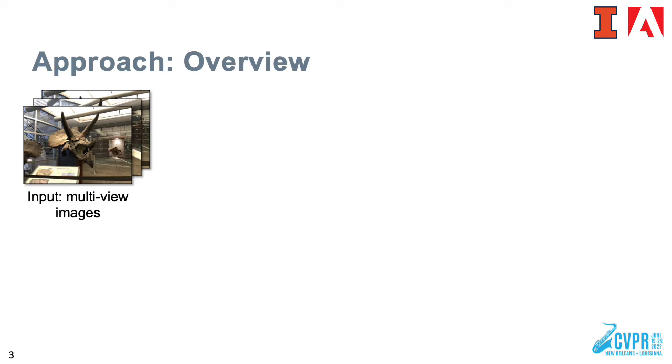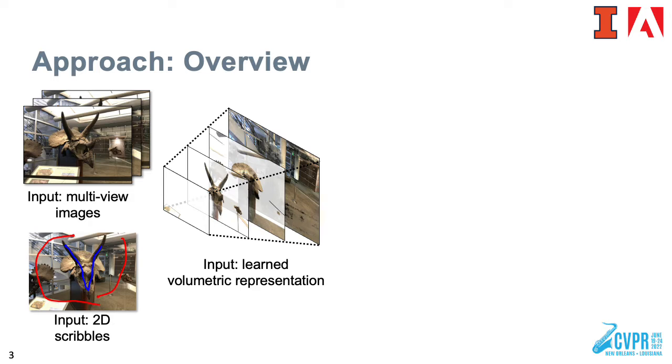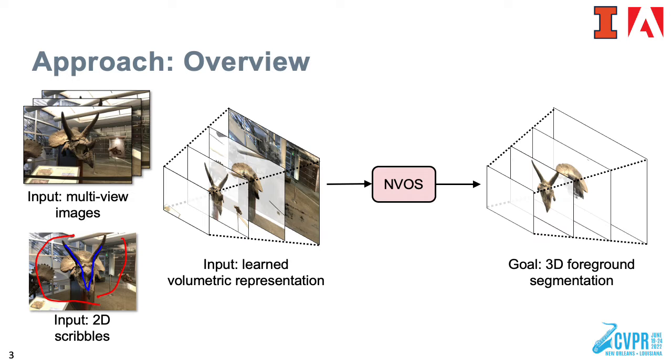Specifically, our method takes as input multi-view images of the observed scene, the learned neural volumetric representation, and a set of 2D scribbles in one view. It then estimates 3D segmentation of the desired objects, which can be rendered into novel views.